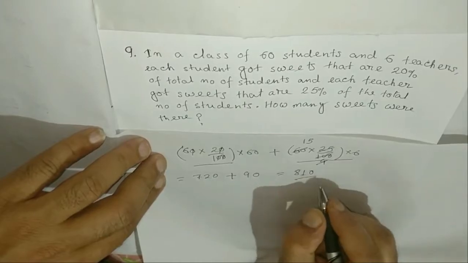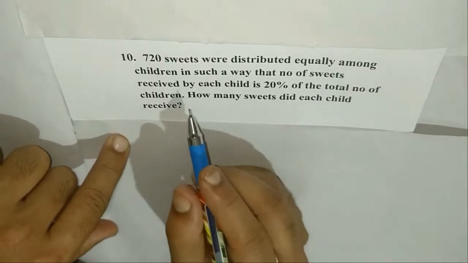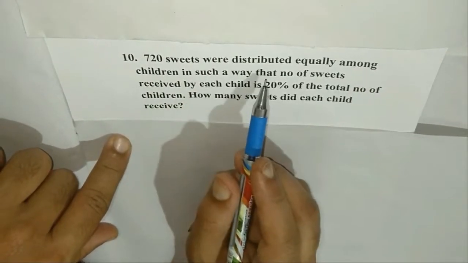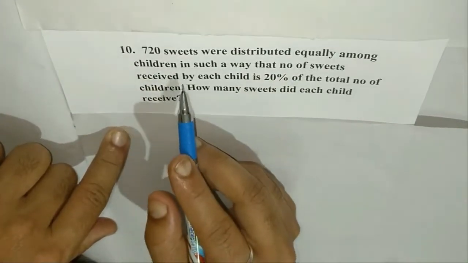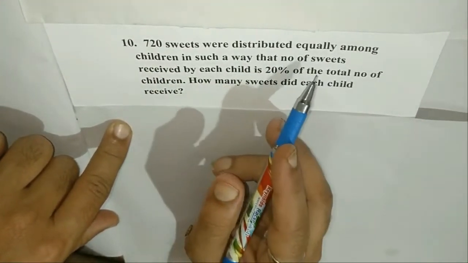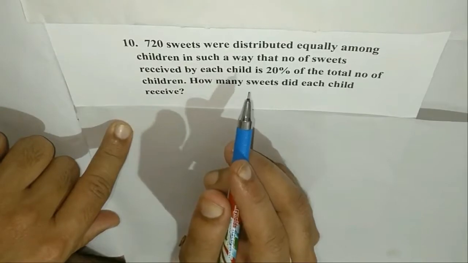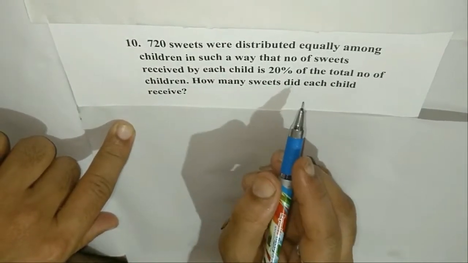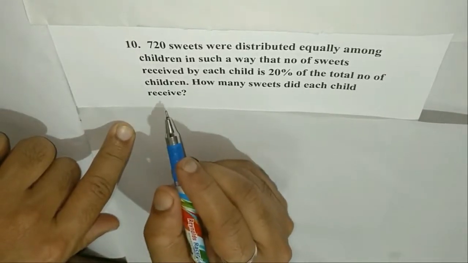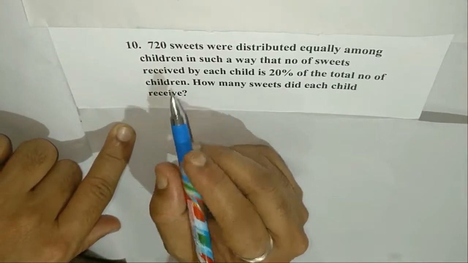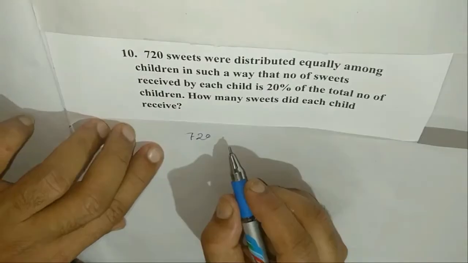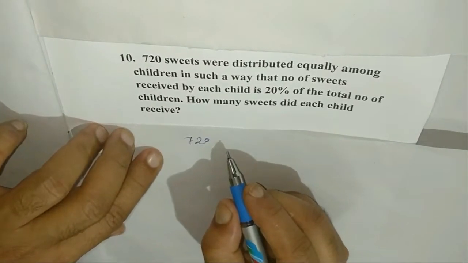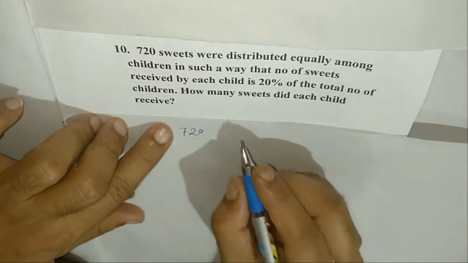The statement here: 720 sweets were distributed equally among children in such a way that number of sweets received by each child is 20% of the total number of children. How many sweets did each child receive? So how many sweets were there initially? 720 sweets that are being distributed. So here the number of children is not given and each child got 20% of the total children.